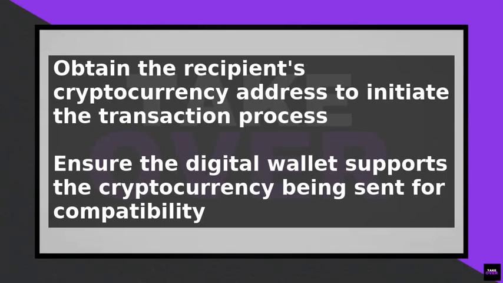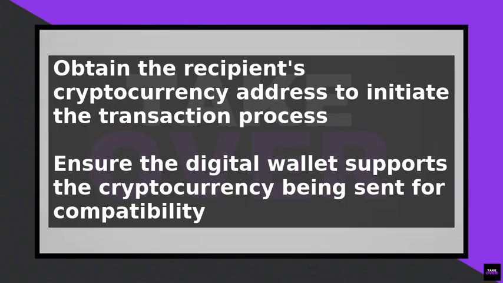Sending cryptocurrency to someone involves a series of straightforward steps that require attention to detail to ensure the transaction is completed successfully. To begin, you need to have a digital wallet that supports the cryptocurrency you want to send, such as Bitcoin or Ethereum. First, obtain the recipient's cryptocurrency address, which is a unique string of characters that identifies their wallet. This address is usually provided by the recipient and can be shared via email, text message, or in person.